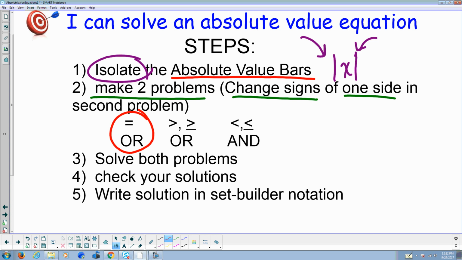Now, we're going to be leading up to inequalities. We're not doing inequalities today, but notice that sometimes we're going to get the word or and sometimes we're going to get the word and. With equations, we're going to deal with the word or.